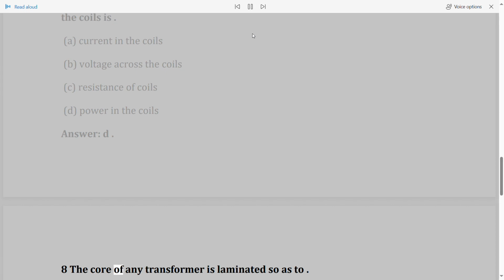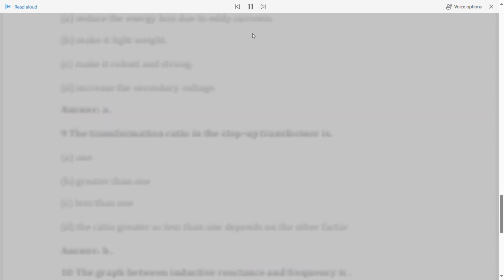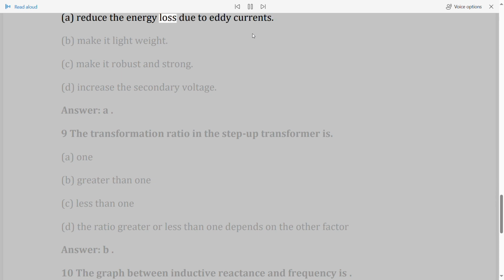8. The core of any transformer is laminated so as to: A, reduce the energy loss due to eddy currents; B, make it lightweight; C, make it robust and strong; D, increase the secondary voltage. Answer A.